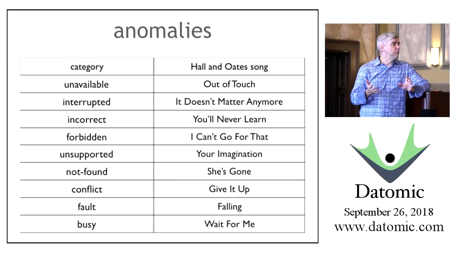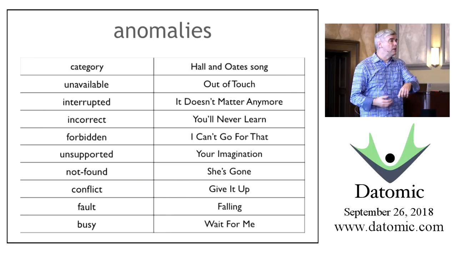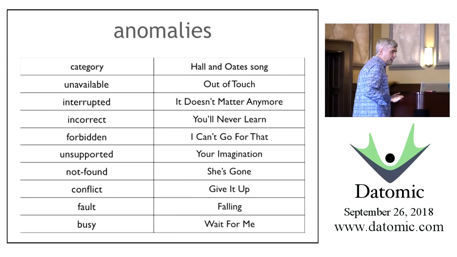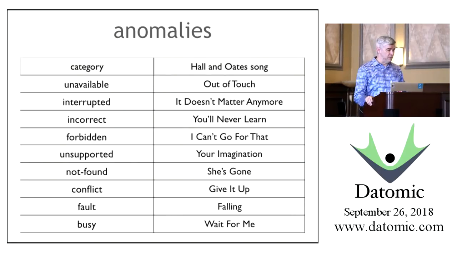Or if something happens that we don't understand, something went wrong that we don't know, then you're just falling down. That's a fault. And then finally, if you should retry this in a minute because the server's busy, then you'll get the busy/wait for me error. All of these show up as keywords in a Clojure map. So if you're using the async API, you'll get a piece of data that has an anomalies category of one of these things. If you are using the synchronous API, you'll get an exception from Clojure that has data in it.